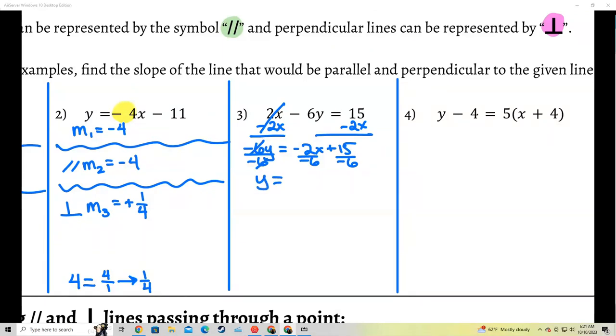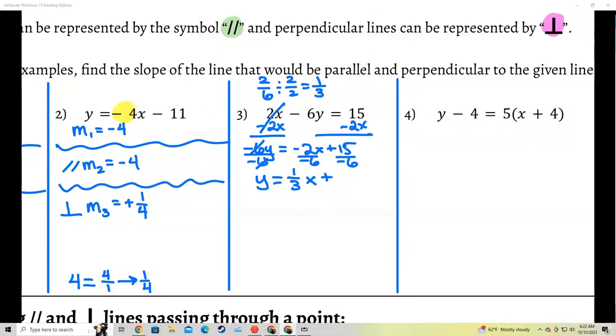Now that negative 2 divided by negative 6, you got to treat that like a fraction. It simplifies. First of all, the negatives are going to cancel, so it's going to turn positive. Second of all, that 2 over 6 simplifies. If I take 2 over 6 and I divide top and bottom by 2 over 2, that becomes 1 over 3. So this becomes 1/3 x plus. Same thing with that 15 over 6. If I divide the top and bottom by 3, then that becomes 5 over 2.